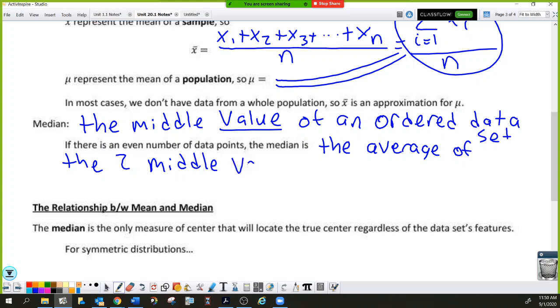Which does not have to be part of the data set. Nope. And that happens a lot. Like say you order a data set and, like I say, there's an even number. So what you do is you take the two in the dead middle and just find their average. That clearly is not a part of the data set, but it would still be considered the median. And I feel like that is a good place for us to stop the notes for today.